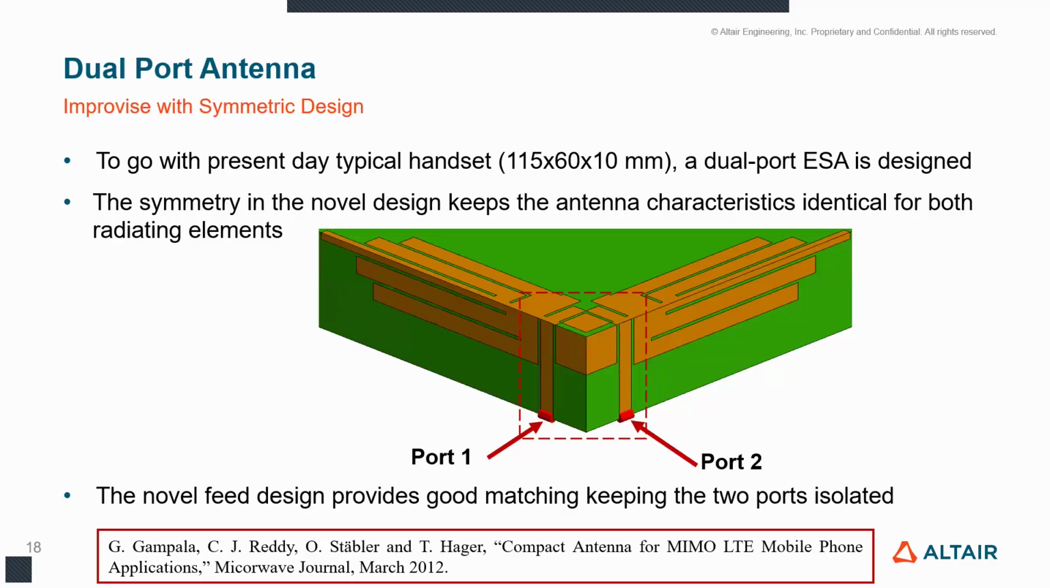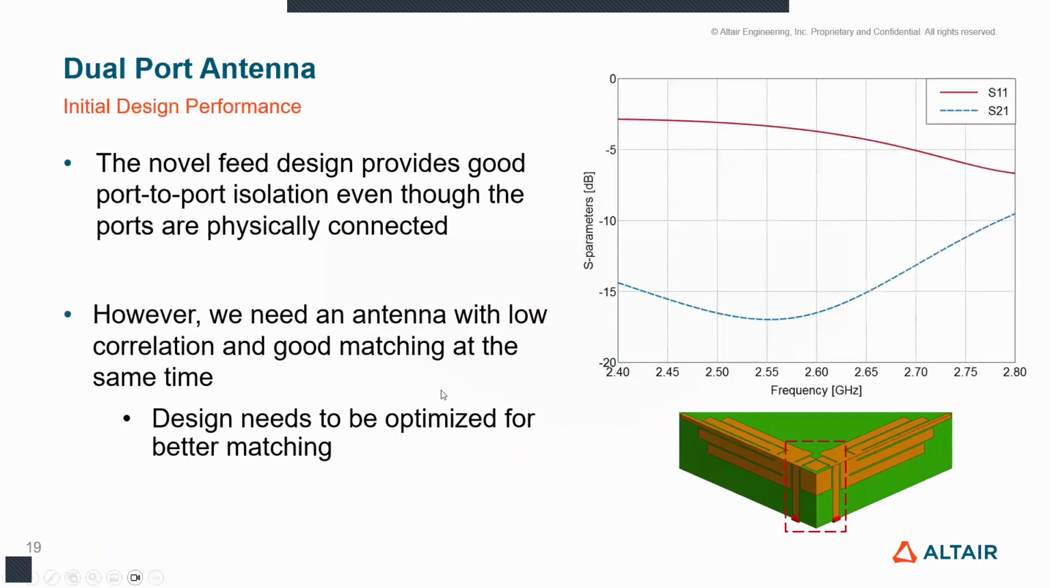But if you take the initial design and try to analyze it, even though the two arms are connected to each other, there is a good isolation, less than minus 10 dB, but the matching suffered. So we need to optimize this design to improve the matching. At the desired operating frequency, the LTE frequency band of 2.6 gigahertz, we want better matching as well as isolation between the two elements.